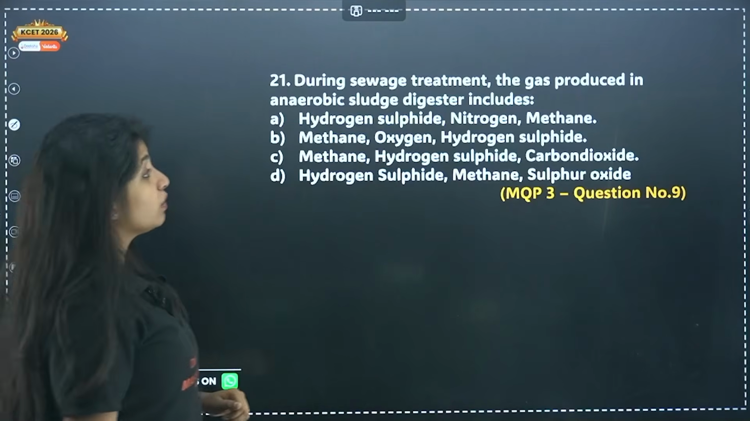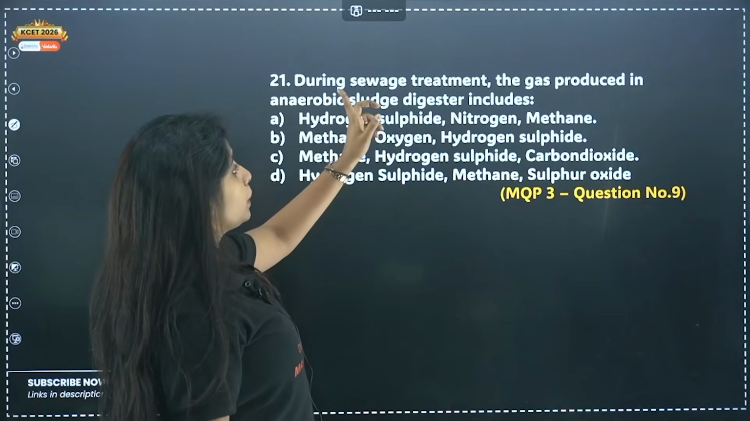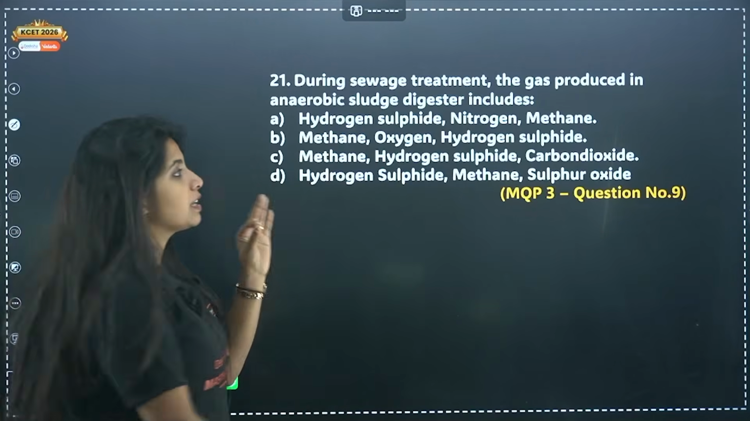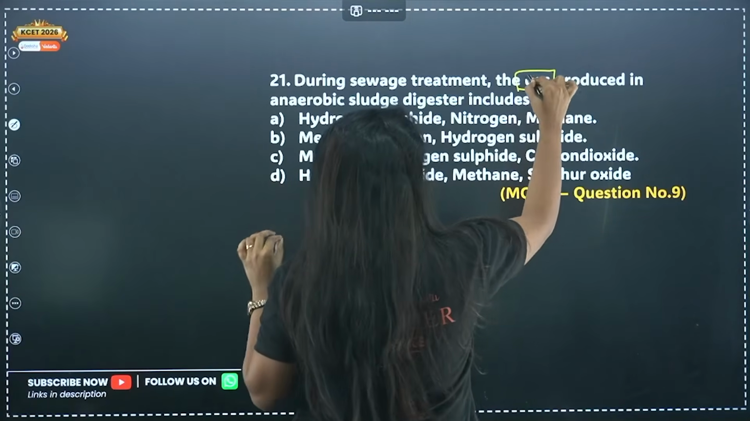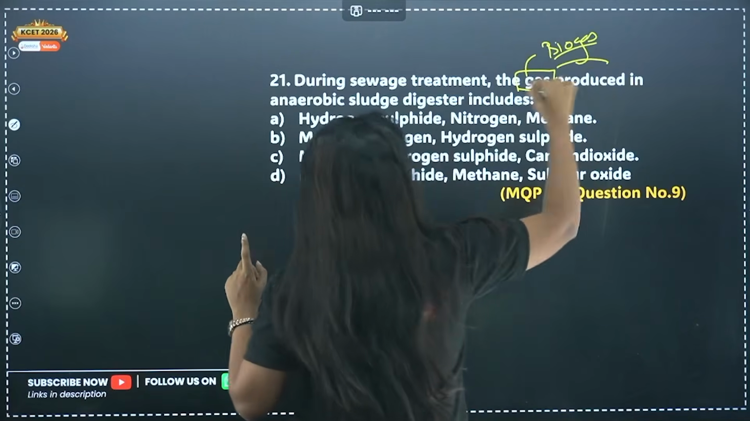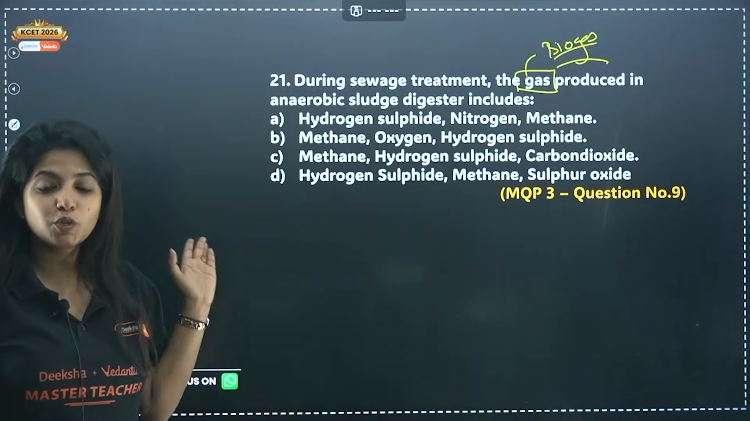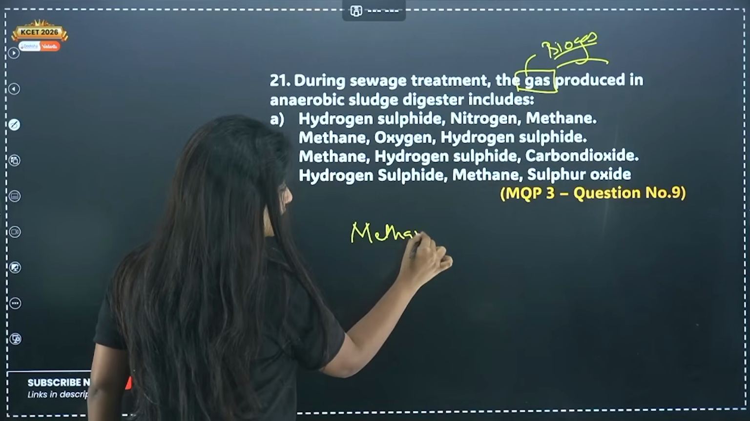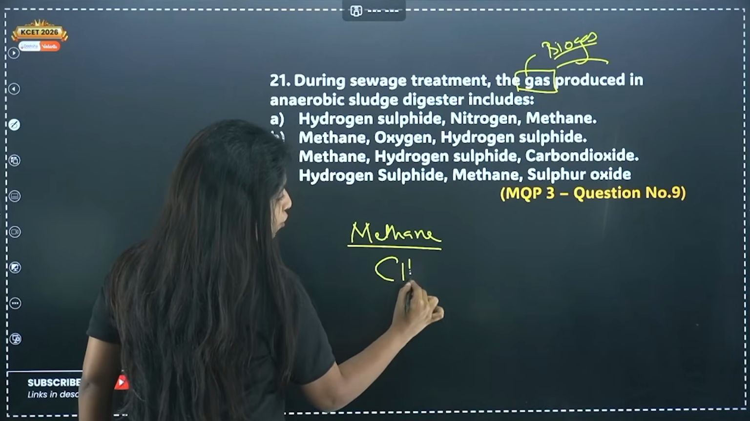Now, during sewage treatment, the gas produced in an anaerobic sludge digester includes... So whenever gas is being produced, my dear children, please understand, and that too in sewage treatment, then it has to be biogas. And what does biogas contain? The first thing it contains is methane, which is shown by CH4.